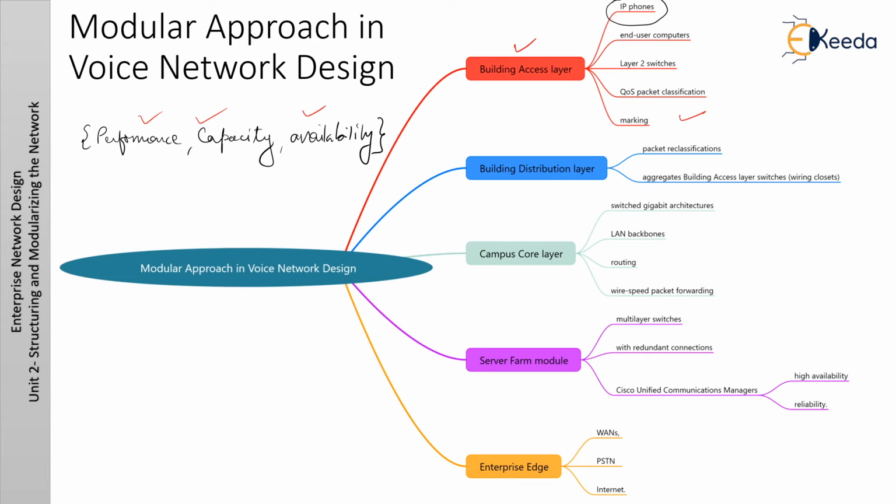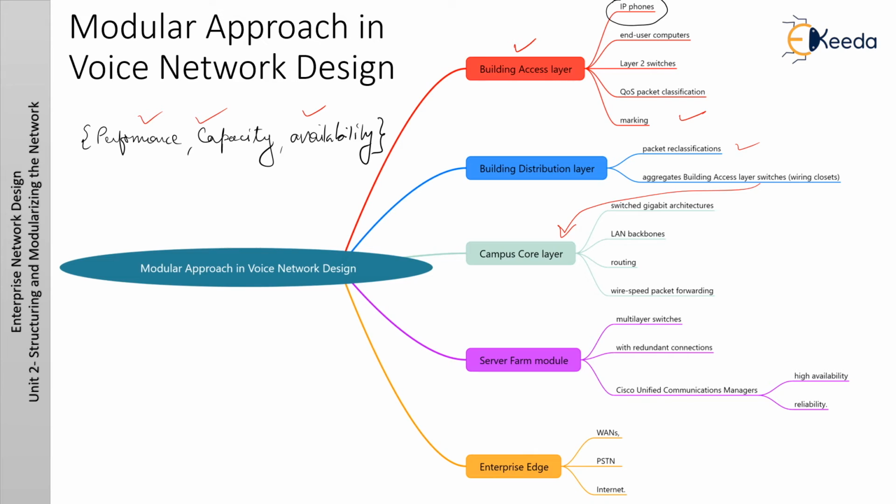Now come to the building distribution layer. This layer performs packet reclassification, if the building access layer is unable to classify packets or they are not within the trusted boundary. It aggregates building access layer switches, wiring closets, and provides redundant uplinks to the campus core layer. So it provides the uplink to the campus core layer.